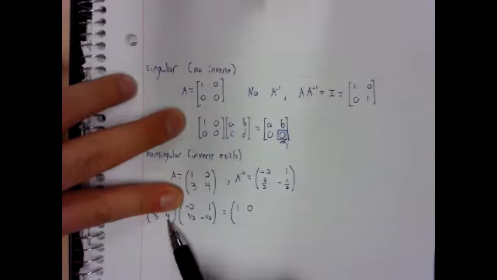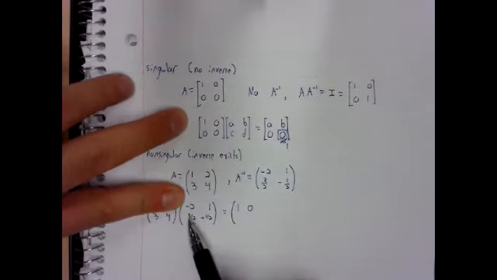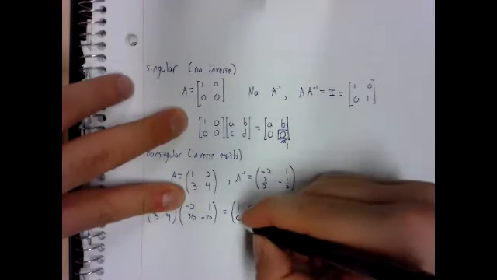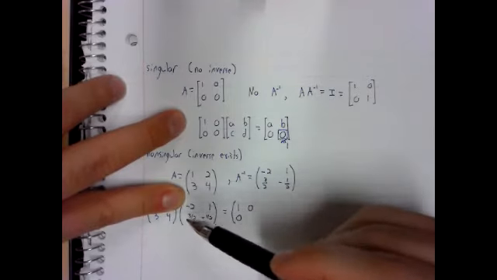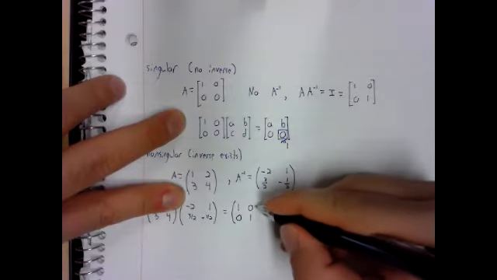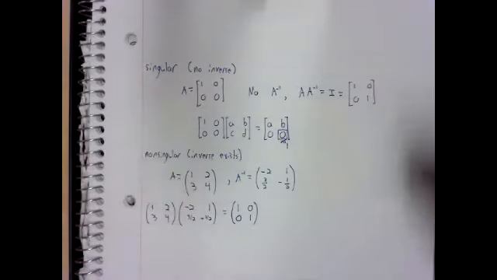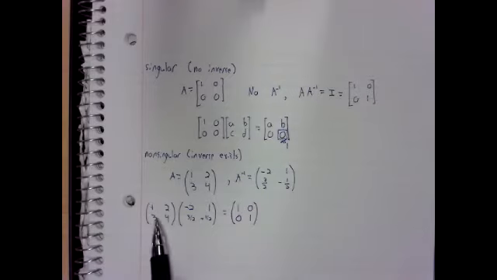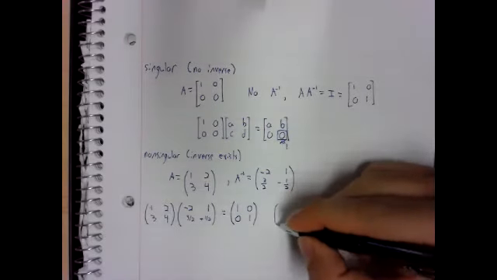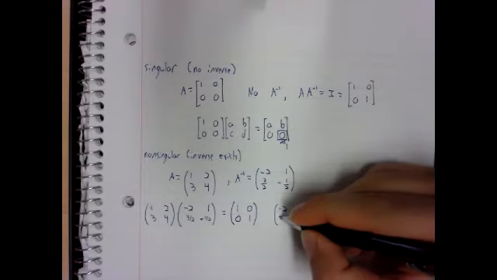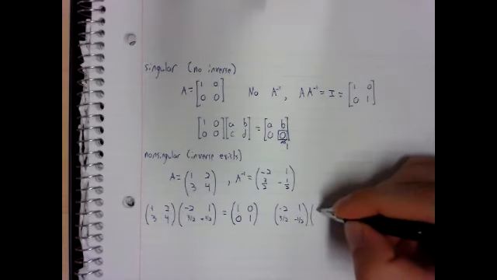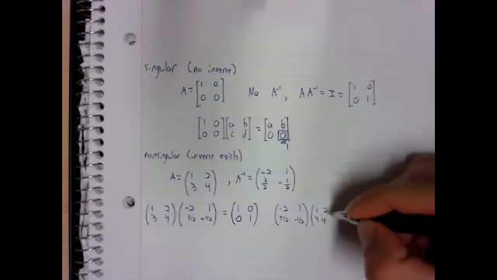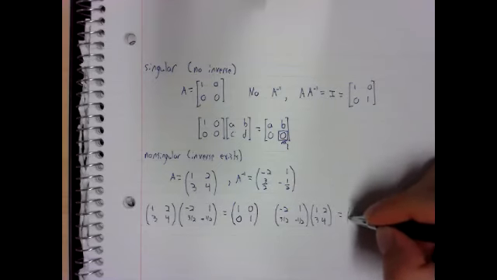-6 and 12/2, that's +6, that's 0. 3, and -2 is 1. And if you swap these matrices and multiply in the reverse order, you will again get the identity matrix.